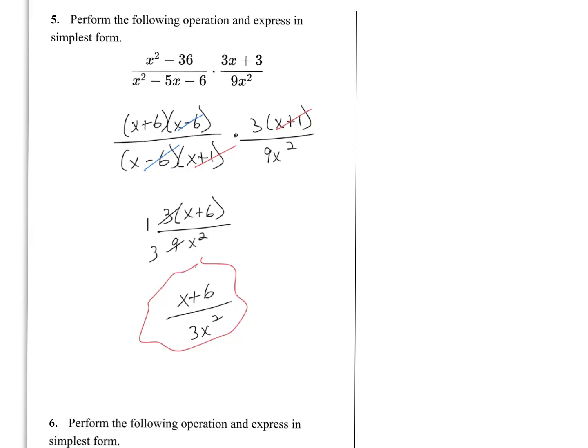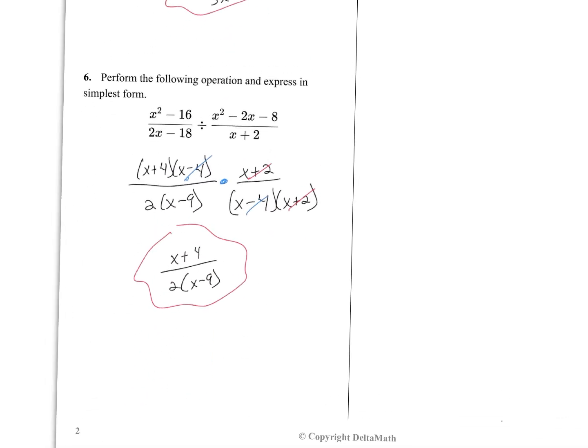And then the final answer for number 6 is x plus 4 over 2 times x minus 9.